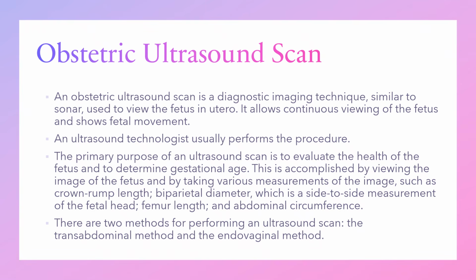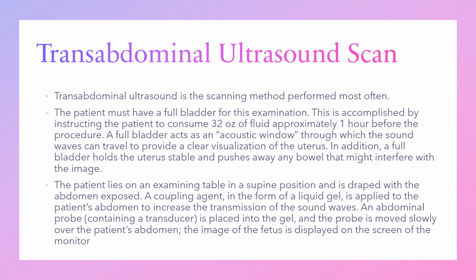The primary purpose of an ultrasound scan is to evaluate the health of the fetus and to determine the gestational age. This is accomplished by viewing the image of the baby and by taking various measurements of the image, such as crown rump length, biparietal diameter, which is the side-to-side measurement of the fetal head, femur length, and abdominal circumference. There are two methods, like I said earlier. We have transabdominal and we have endovaginal. So transabdominal is the scanning method performed most often.